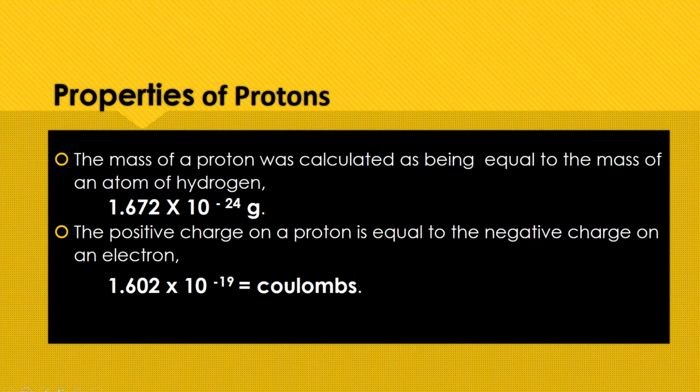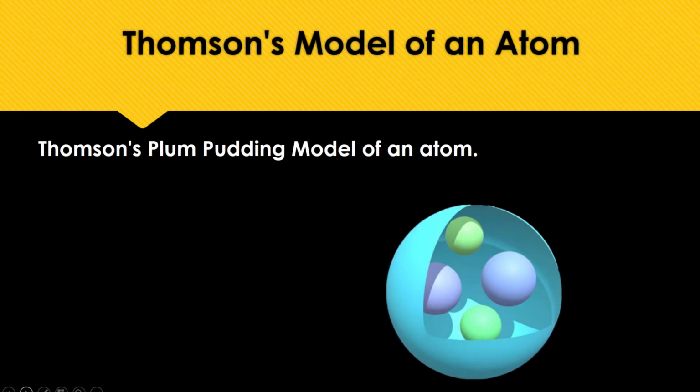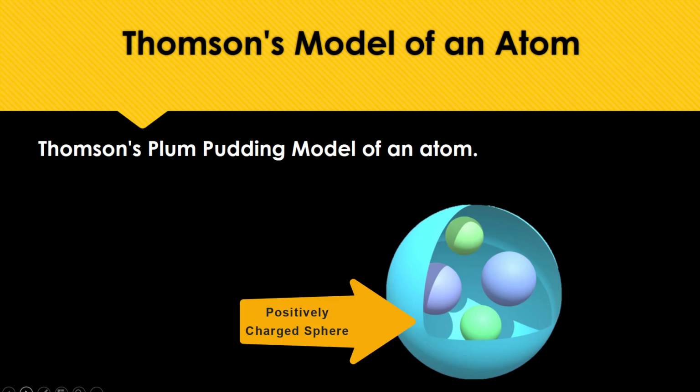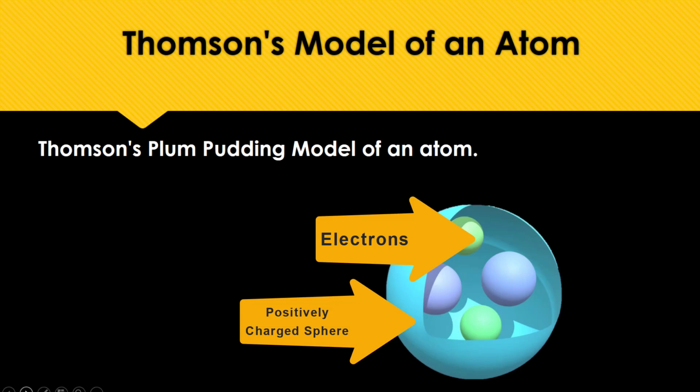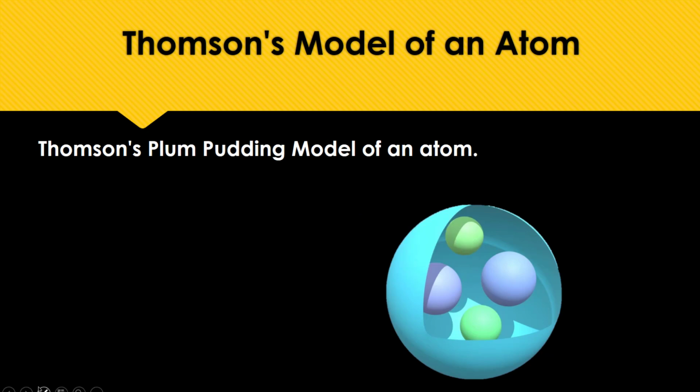And next comes Thomson's model of an atom. J.J. Thomson worked out a model which is known as the plum pudding model. According to this model, an atom is a positively charged sphere in which electrons are embedded, just like dry fruits are distributed in a pudding. In the same way, he described his model, with electrons embedded in the plum pudding model of an atom.